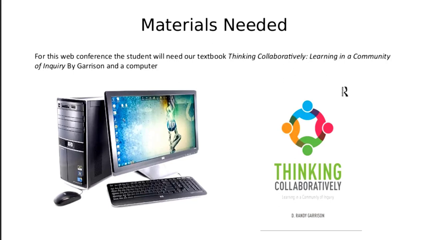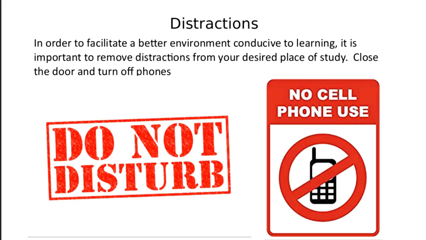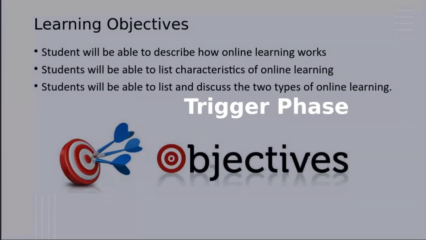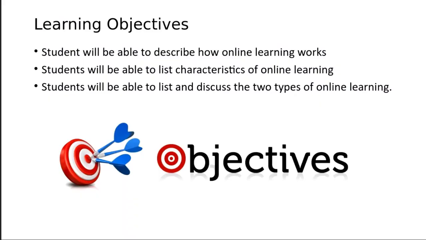For these materials, we're going to need our Thinking Collaboratively book by Garrison and a computer. For you in the virtual world, let's make sure you have your book with you just in case. Let's remove all of our distractions. Lock your doors, close your doors, turn off your cell phones. Tell everybody this should take about 20 minutes. We should be fine.